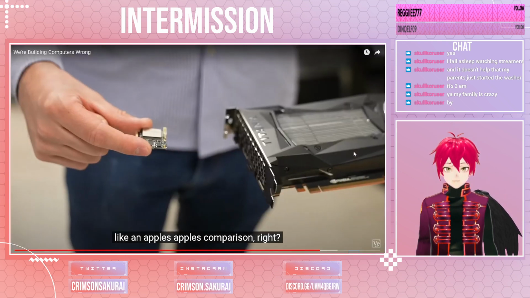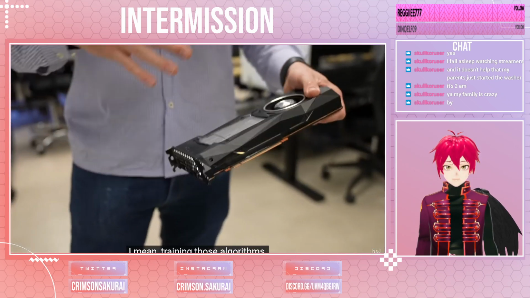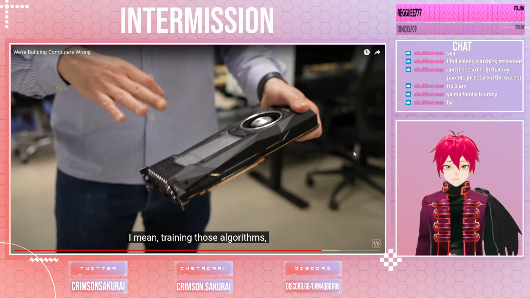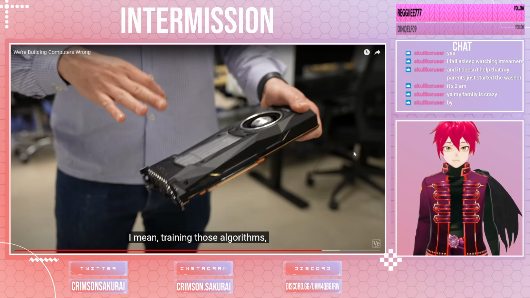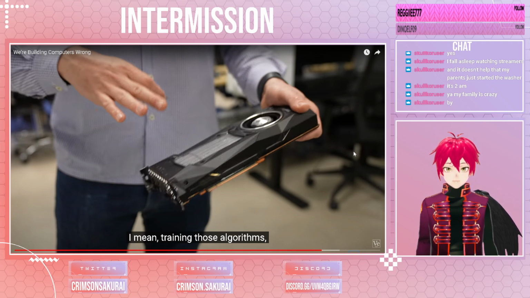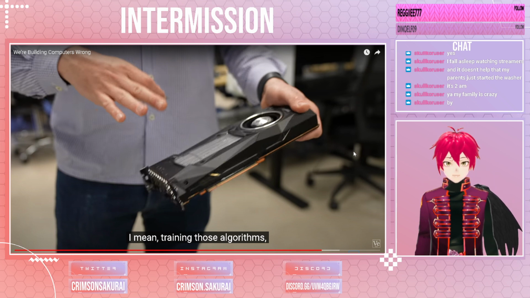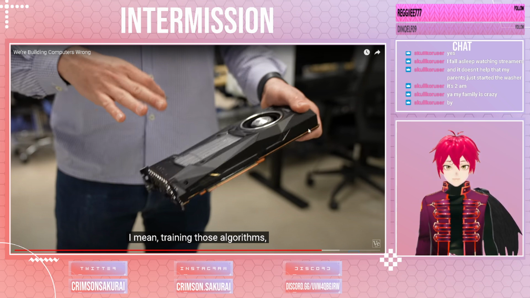This isn't like an apples to apples comparison, right? It's not apples to apples. I mean, training those algorithms. Look at the difference, bro. That's GPU, and oh my God, if the GPU is that small right now, oh my God. I guess it will be a bit smaller than that. Still gotta be the GPU size, but maybe half of it will be removed, and you don't really need that much fan because it's just 3 watts.